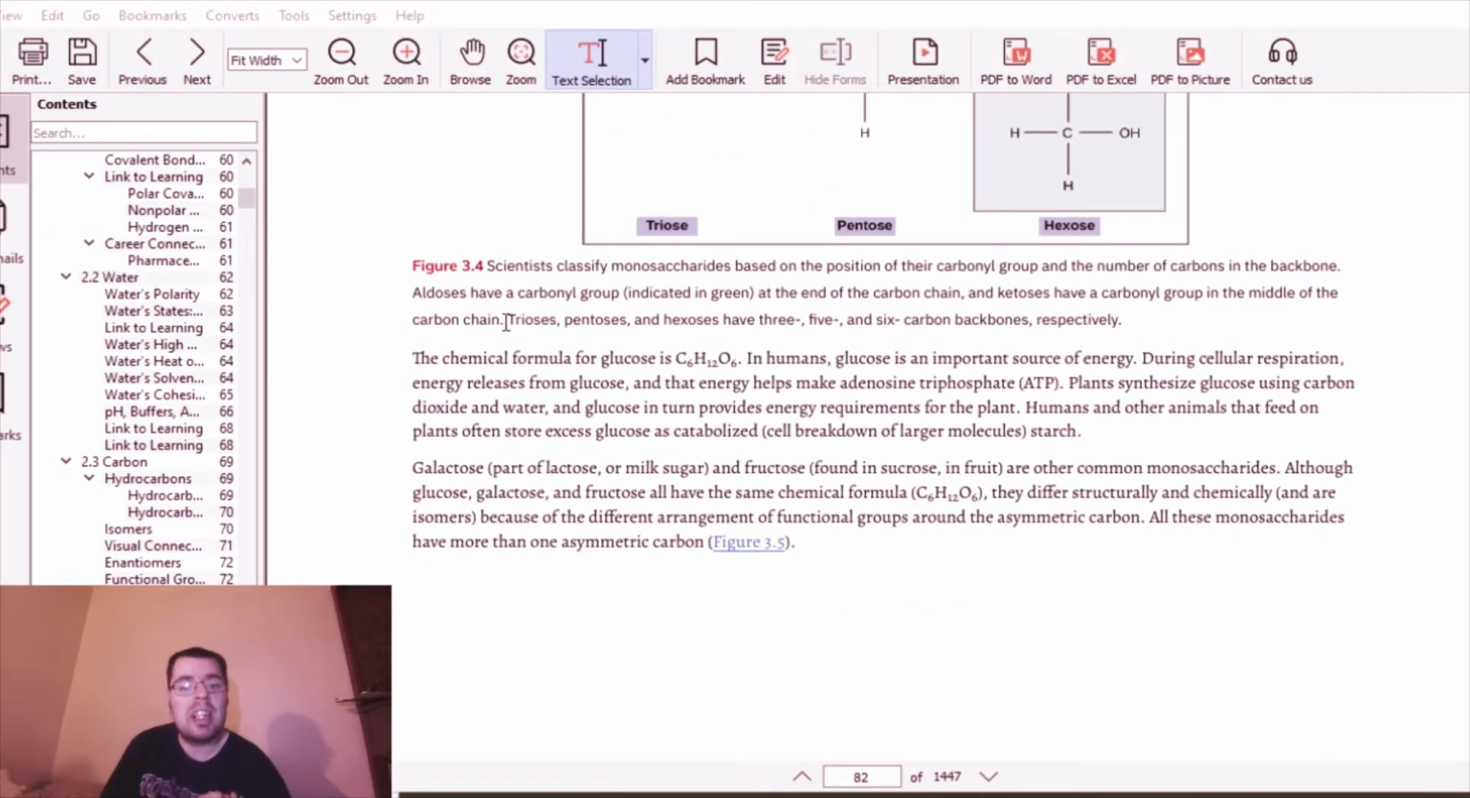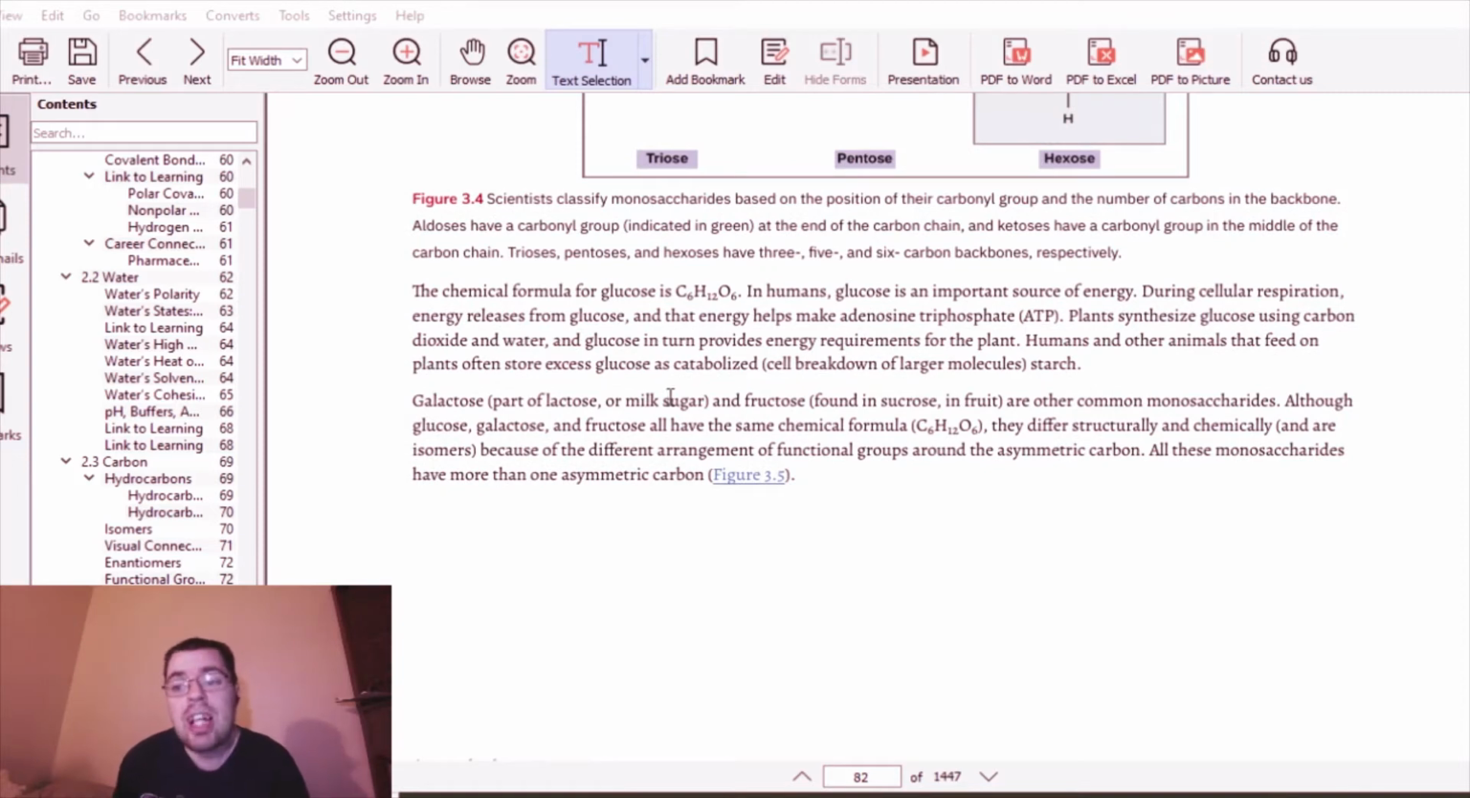Alright. The chemical formula for glucose is C6H12O6, and often it will be reduced to CH2O, but we're not worried about it right now. In humans, glucose is an important source of energy. During cellular respiration, energy is released from glucose, and that energy helps make adenosine triphosphate, ATP. You are going to want to remember ATP because pretty much all of life functions around the production and release of ATP. So remember that. ATP is important. ADP is important as well.